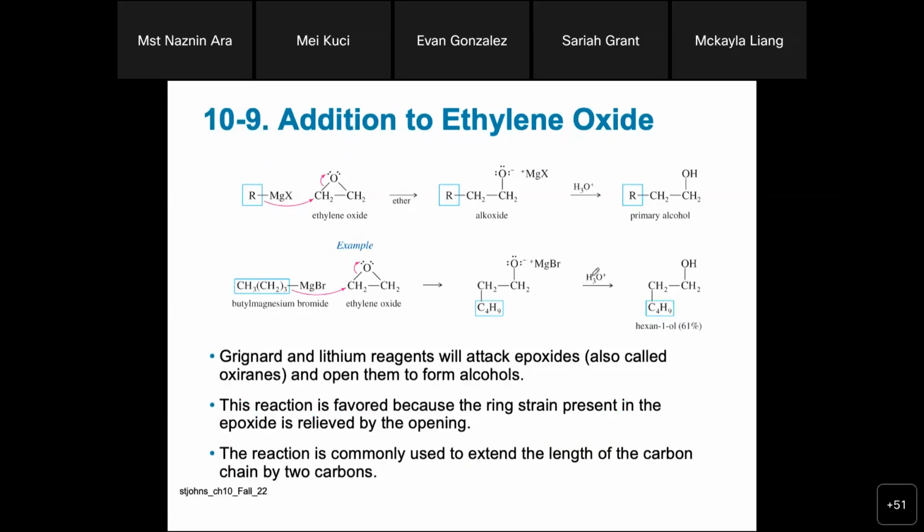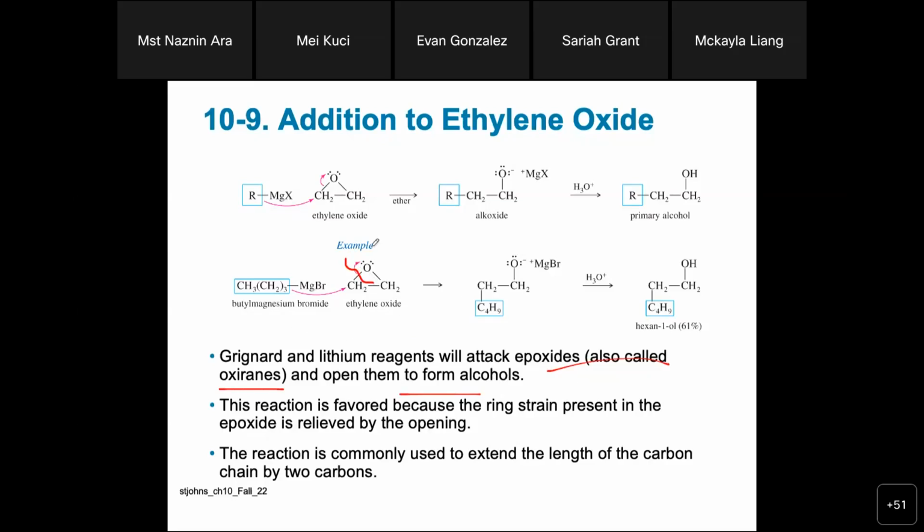Now, addition to ethylene oxide. How does ethylene oxide work with the Grignard reagent? Grignard and lithium reagents will attack epoxides, also called oxiranes, and open them to form alcohol. I think we already talked about this in the last chapter, the alkene chapter. We started with alkene.